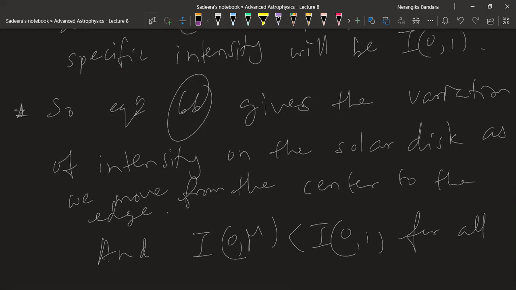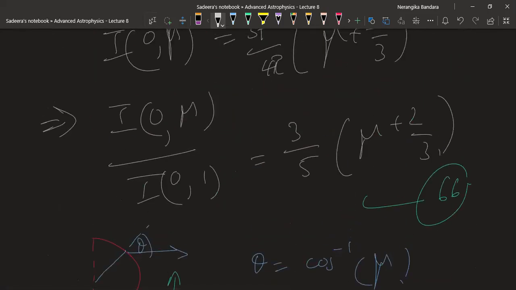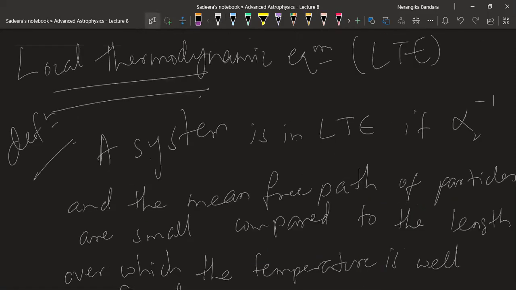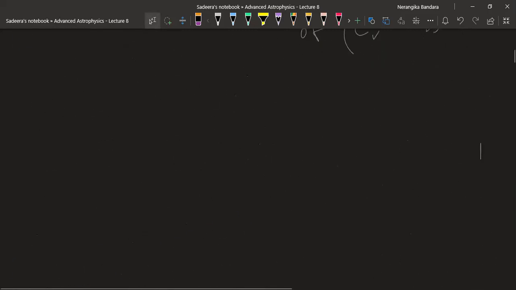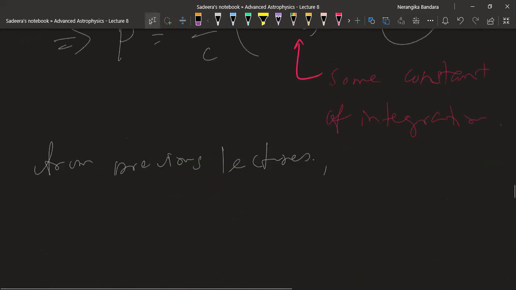Well, this is true for all mu. So if you go back to equation number 66, as you see, this is the intensity of any radiation at a general angle theta with respect to the specific intensity of a ray that is coming at the center of the disk.